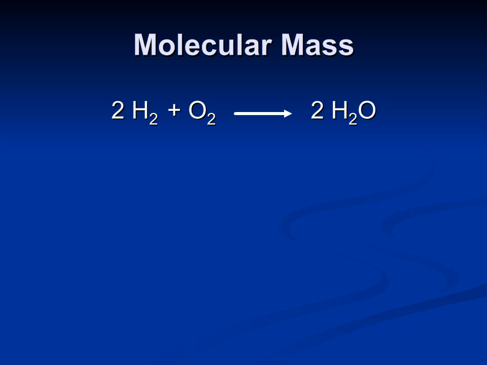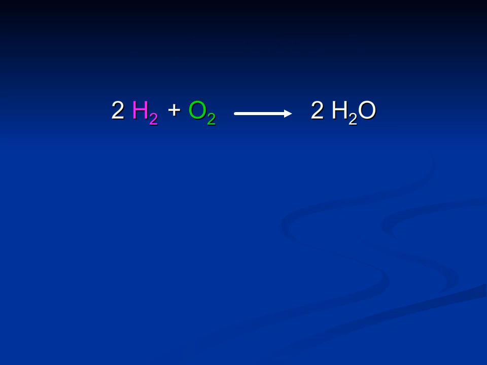But what about the moles of molecules in an equation? What we first need to do is find out the molecular mass of the reactants. And our reactants are hydrogen and oxygen. So look at your periodic table and find out the masses for hydrogen and oxygen. Okay, the masses are approximately 1 for hydrogen and 16 for oxygen. But these reactants are in their molecular forms, so we need to double that number.